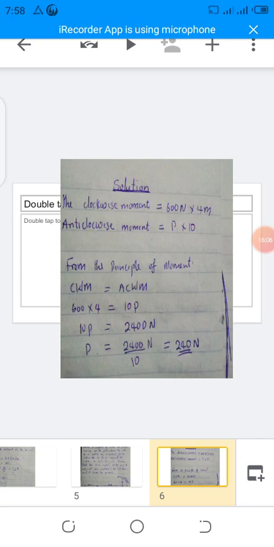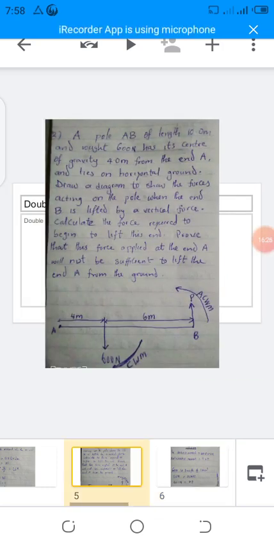Now from the principle of moments, the clockwise moment must be equal to the anti-clockwise moment. So therefore, 600 times 4 must be equal to 10P. Then we divide both sides by 10, and our P is 240 Newton. So to lift this object up at point B, you need a force of 240 Newton if that end must be lifted up. Now the second question is this.